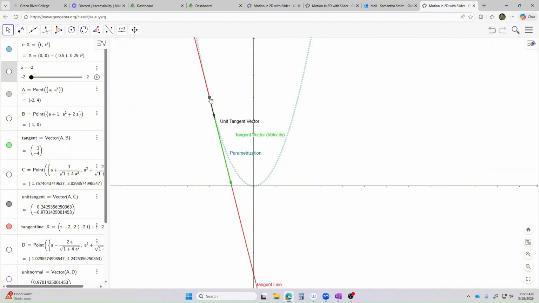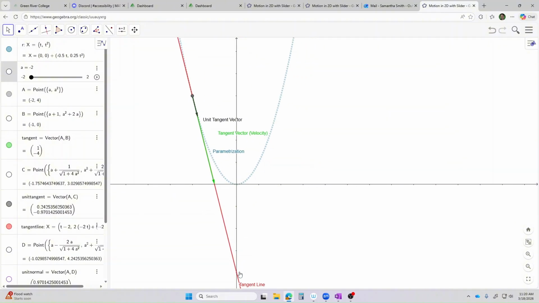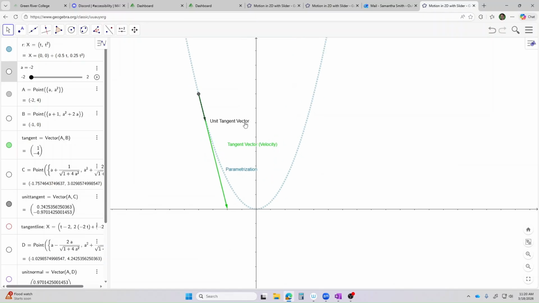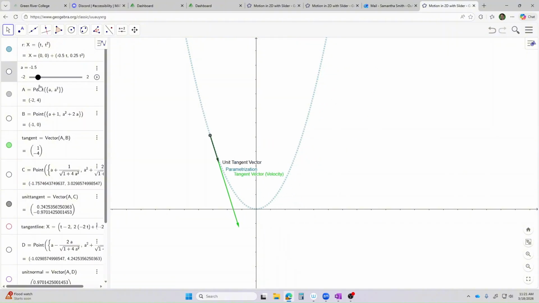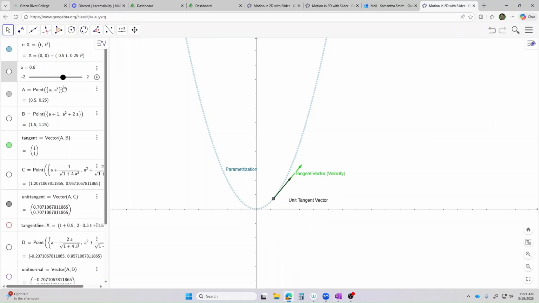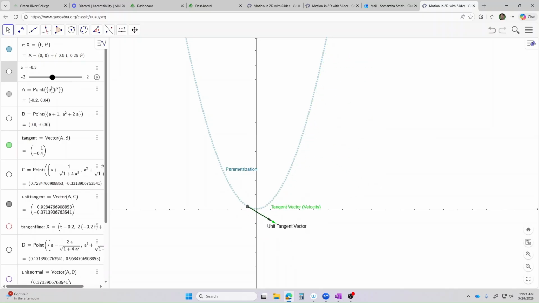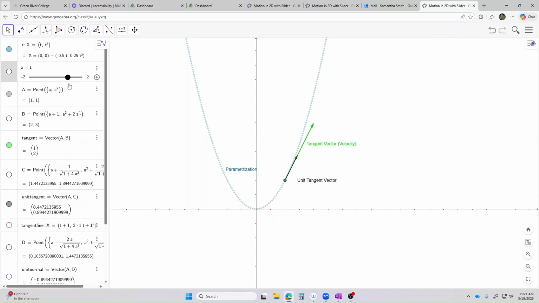So where is the unit tangent vector in all of this? We can see that the unit tangent vector points in the exact same direction as the regular tangent vector. The only difference is that the unit tangent vector is much shorter and has a length of exactly 1 unit. And this is true no matter what time you're talking about, no matter what position you have along the parameterized curve, the unit tangent vector points in the same direction as the velocity. It's just been rescaled so that it always has a length of 1.